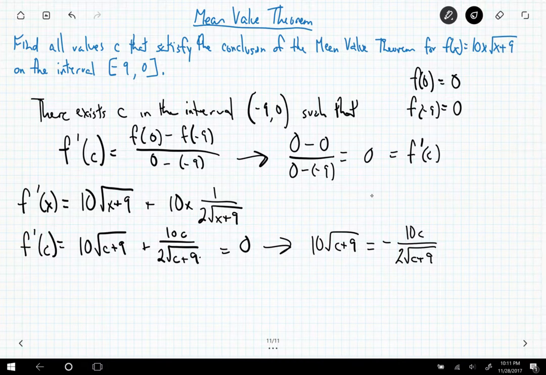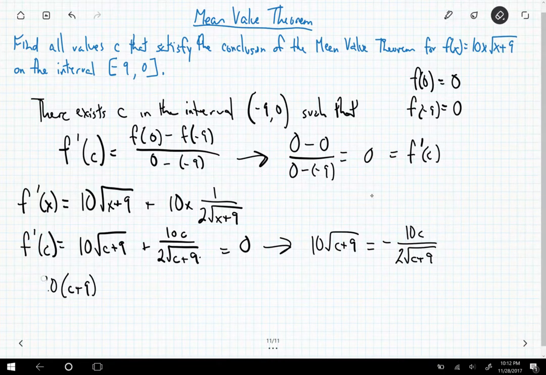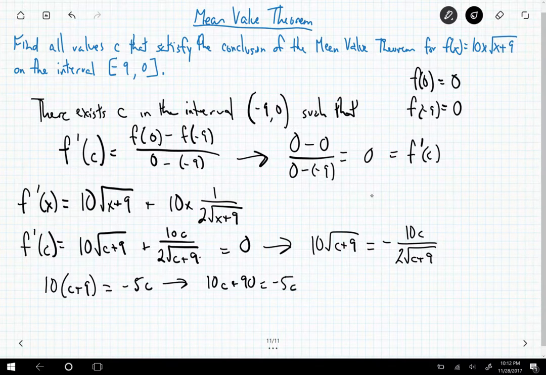It's not necessary though. So we get 20 times c plus 9. Or actually, let's keep it as 10 and make the other side 5. That probably would be easier. Equals negative 5c. And so moving forward from there, what do we get? We get 10c plus 90 equals negative 5c.